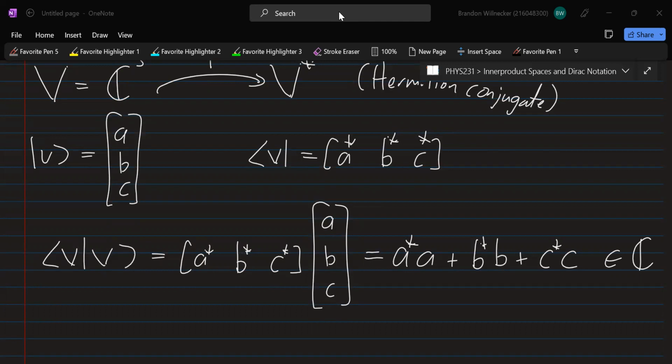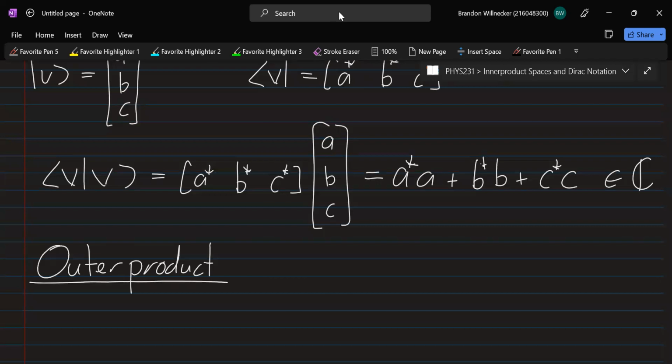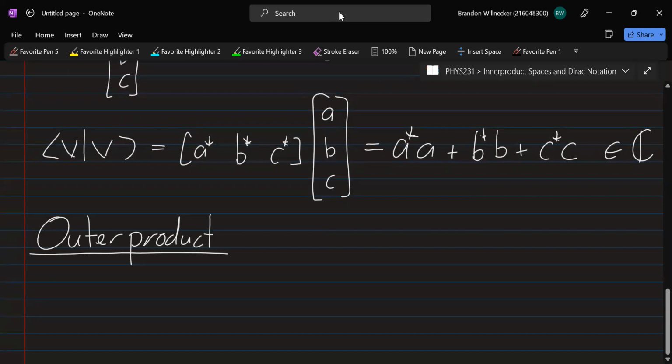So that is if we take V with V as an inner product. If we swap the order, we get a different product, called the outer product. So let's look at that. If we write it the original way, it looks like an inner product and it behaves exactly the same as an inner product. However, if we reverse it, we get something called the outer product. Let's see what that does.